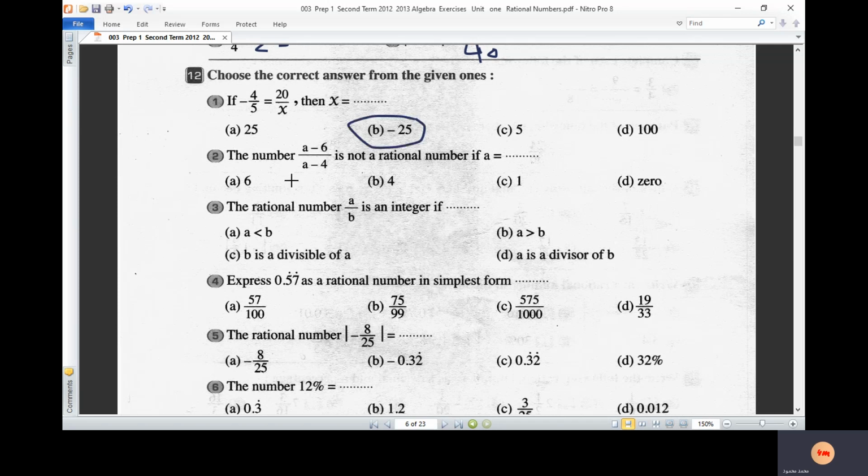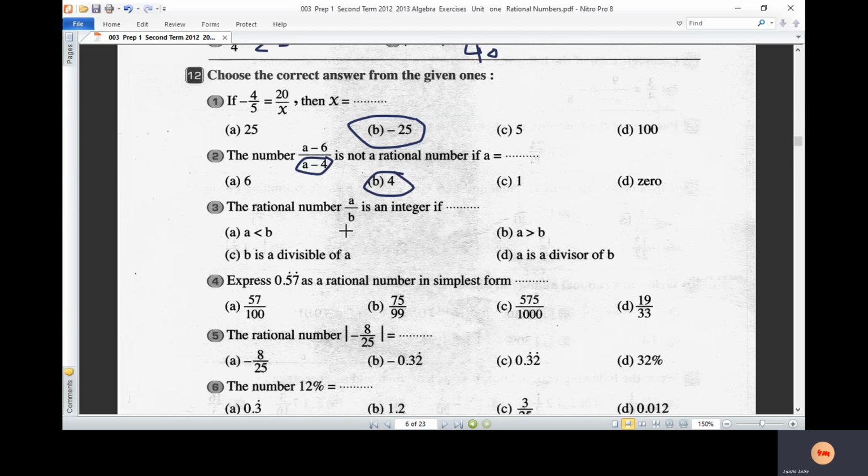The number (a minus 6) over (a minus 4) is not a rational number. So this part equals 0. What's the number that makes this part equal 0? You will put it as 0. A minus 4 equals 0, so a equals 4.